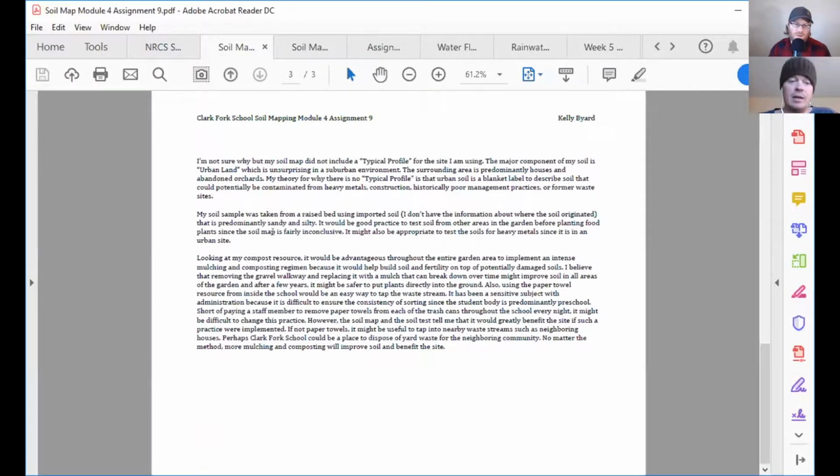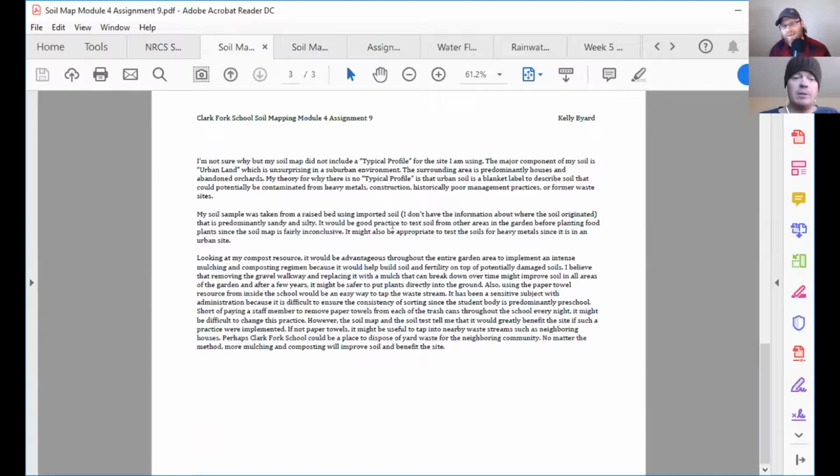And then again, they have their commentary, looking at my compost resources, the location the soil sample was taken from, that sort of stuff. She took it from a raised bed using imported soil. So I recommended that she go back and do one for the actual site soils. Again, this is about developing competencies. So doing the jar test again is not a bad thing. It just means that you're getting better at it.